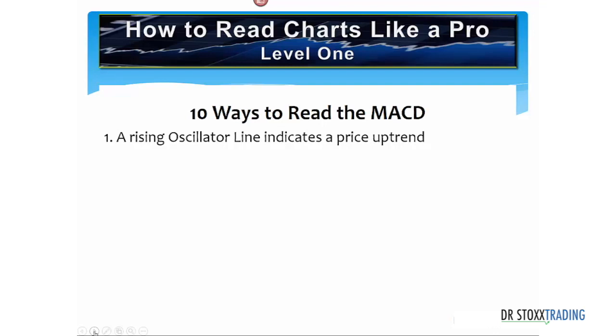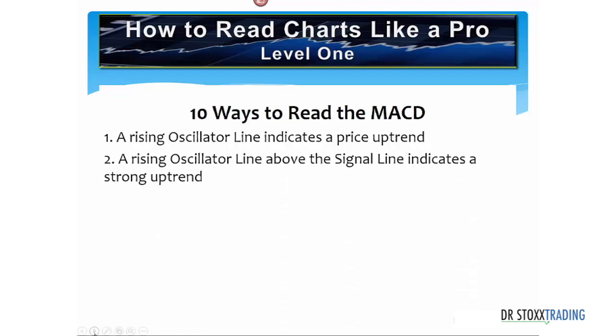10 ways you can use it to determine the bullishness or bearishness of the chart in question. And these are just some general rules, and they all follow some common sense, I guess. So a rising oscillator line, that's the difference between the 26 and the 12 period moving average. A rising oscillator line indicates a price uptrend. Duh, right? File that under duh. And a rising oscillator line above the signal line indicates a strong uptrend.